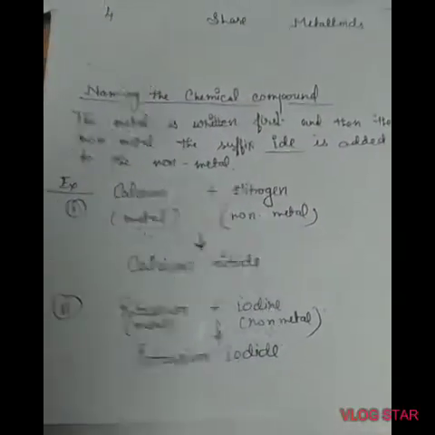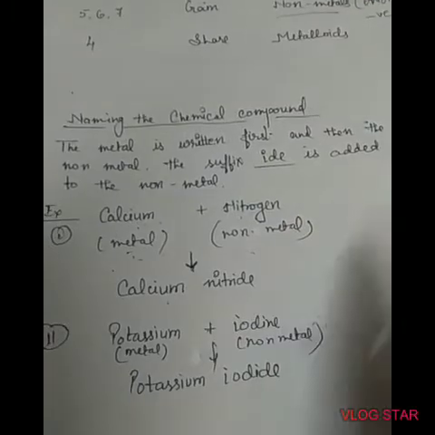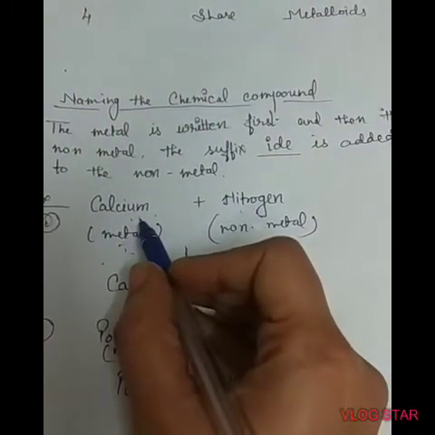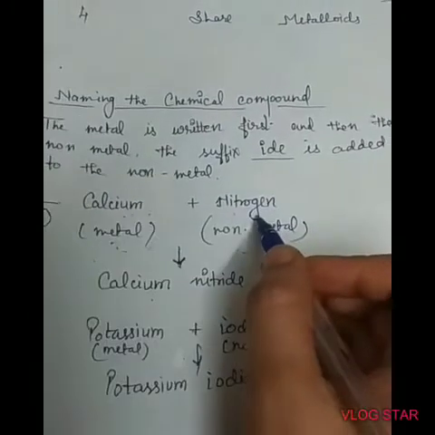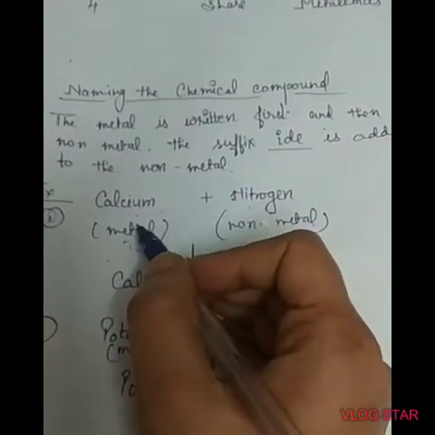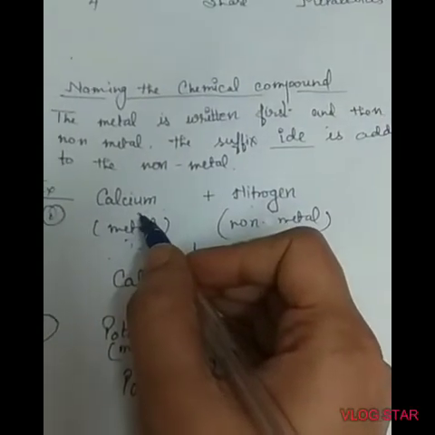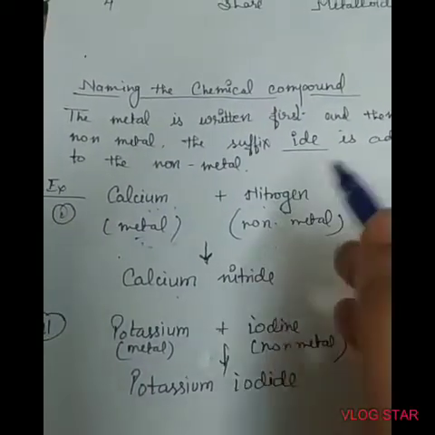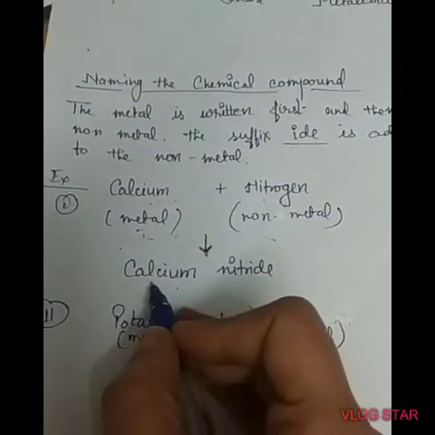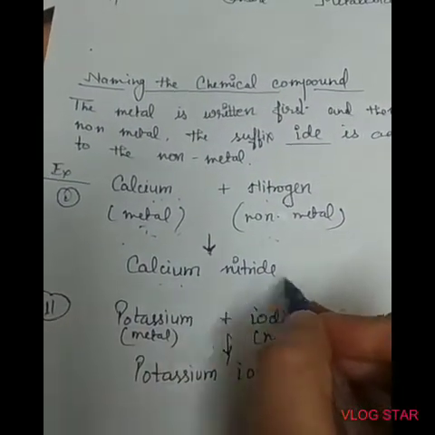So what is the rule of writing chemical compounds? The first rule: the cation is always named first and the anion second. Here you can see, calcium is a metal, a cation, so firstly we will write calcium, then nitrogen. In the reaction you can see here, calcium nitrite.